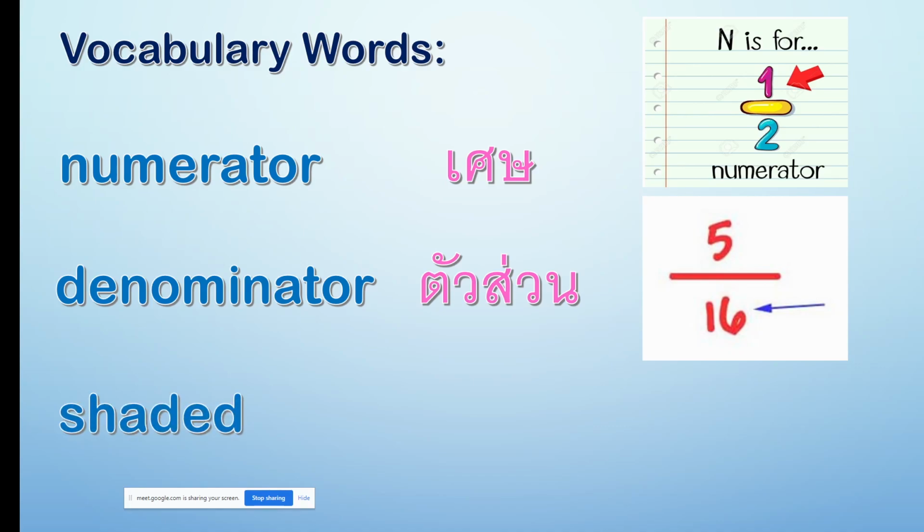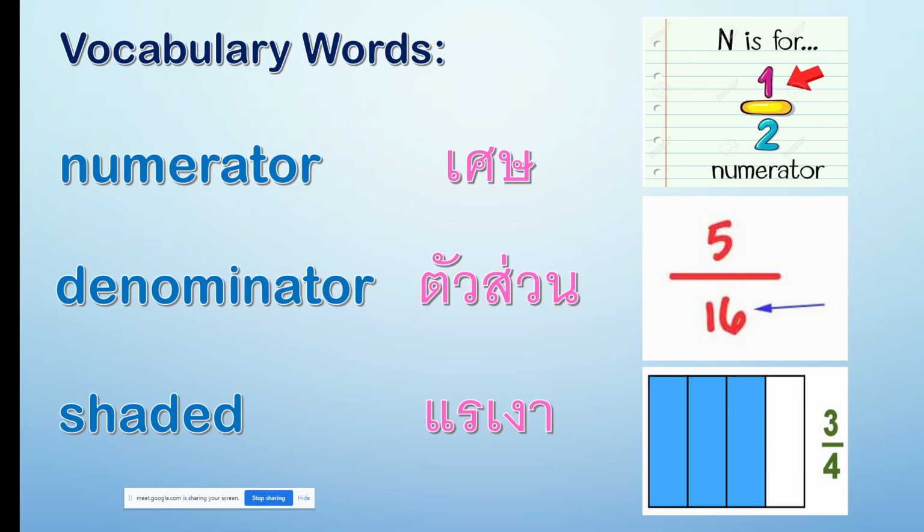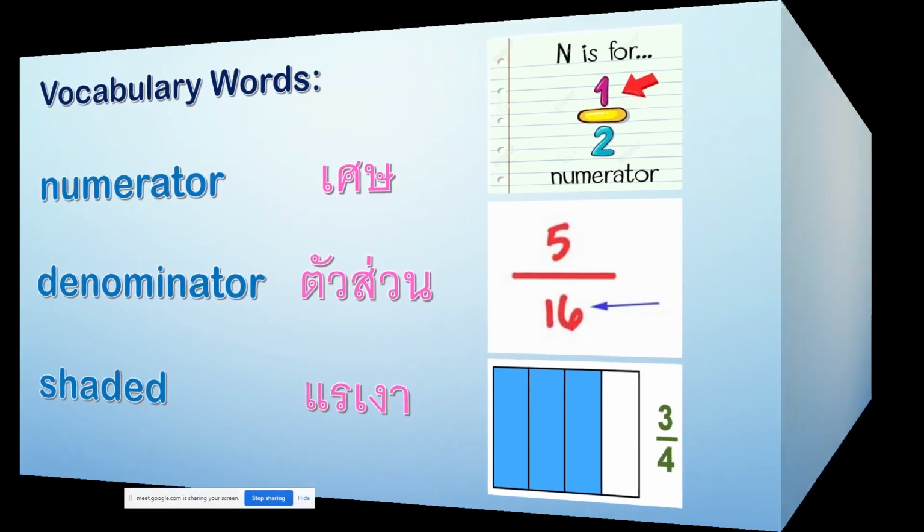Next, shaded. What is shaded? The one that is the colored part. Okay, turn off your mic. Turn off your mic.